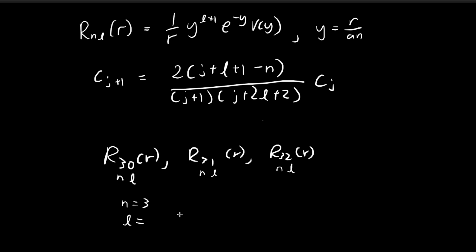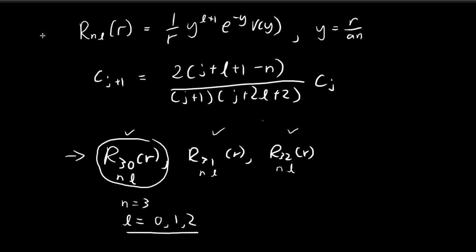Note that for the case when n is equal to 3, l can take on values ranging from 0 to n minus 1. In this case, n is equal to 3, so n minus 1 is equal to 2. So there are actually 3 possible values that l can take on. You can see that in this problem, we're going to find all 3 possible radial components. So let's start with this one, R30.